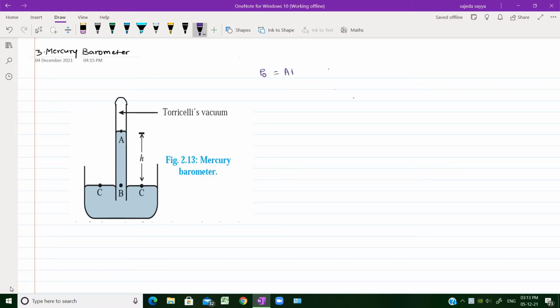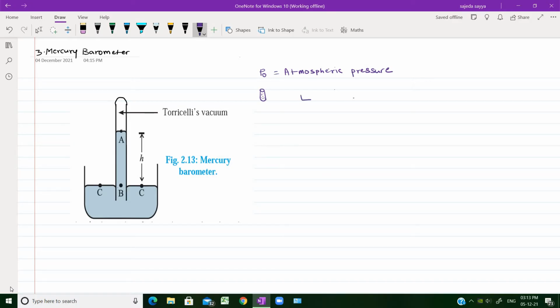atmospheric pressure. This instrument is also called Torricelli's instrument, used for the measurement of atmospheric pressure, and it was designed for the first time by Torricelli. It consists of one tube, 1 meter in length, which is filled with mercury up to the brim.